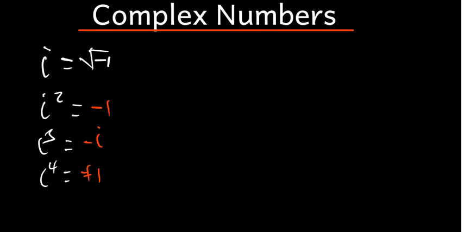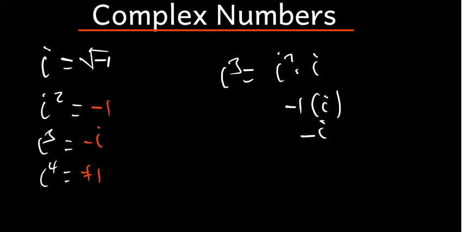As long as you know that i to the power 2 is negative 1, meaning that if I have i to the power 3, this is the same as i to the power 2 times i. So you know that i to the power 2 is negative 1. Okay? Then i is just i. So this is going to give us negative i.